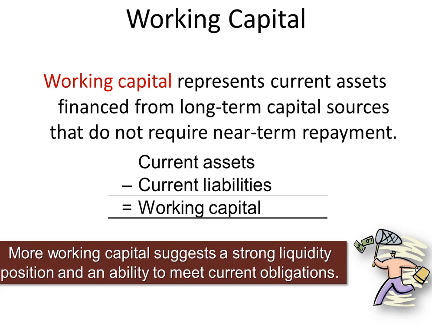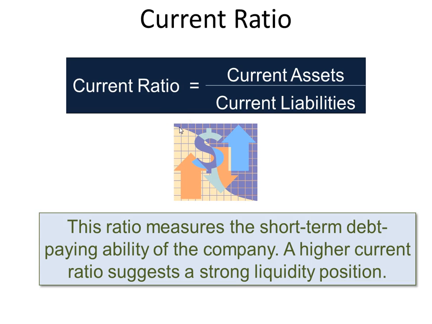So, the first thing you need to learn is working capital. This is used extensively. It represents the current assets financed from long-term capital sources that do not require near-term repayment. Basically, current assets minus current liabilities equals working capital. Obviously, you want this number to be positive, otherwise you have a liquidity problem. Do you have enough more current assets than your current liabilities? The stronger that is, the stronger the liquidity and the ability to meet your current obligations.